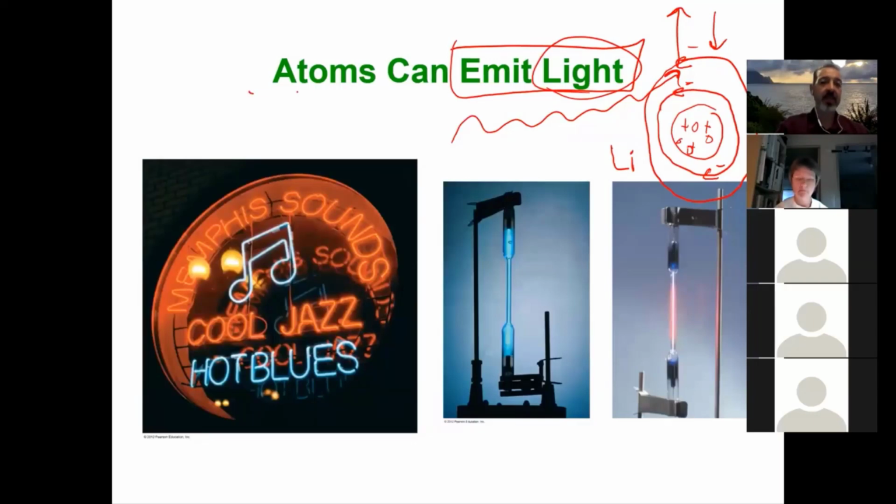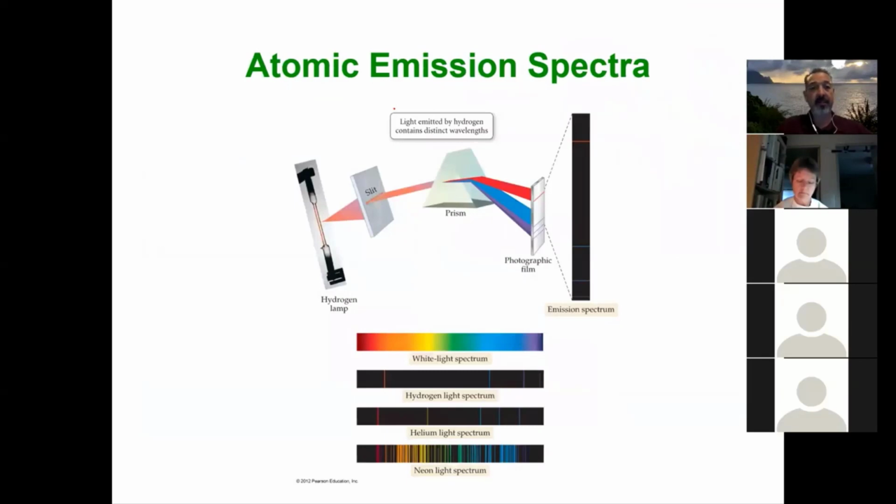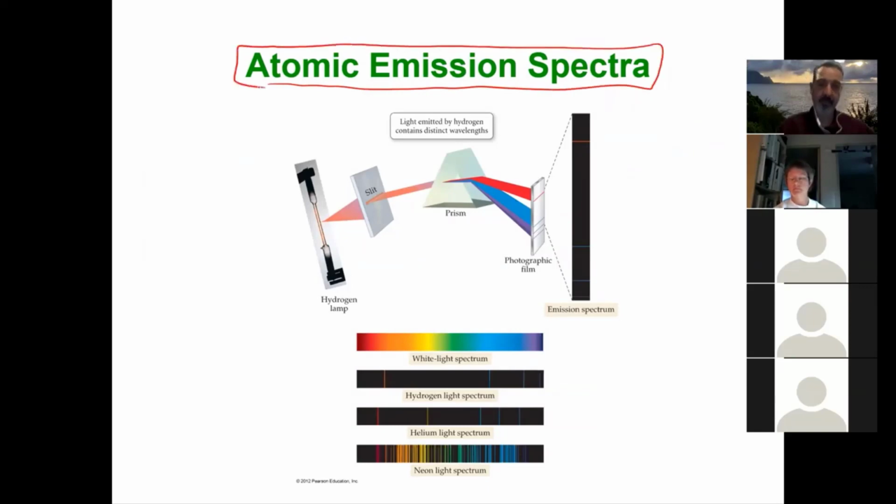However, with atoms, it's different. How is it different? Well, we get what's called an atomic emission spectra. So we can take a hydrogen lamp, put some voltage in it, some energy, then take the light that it emits, narrow that beam of light through a slit, and bend it through a prism.